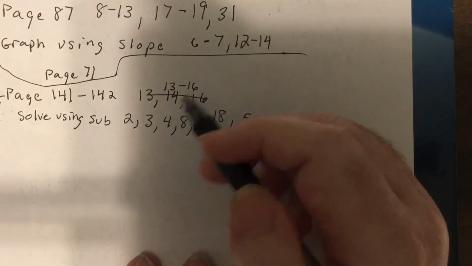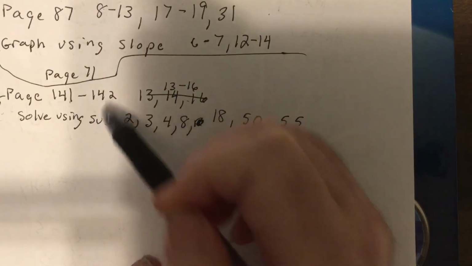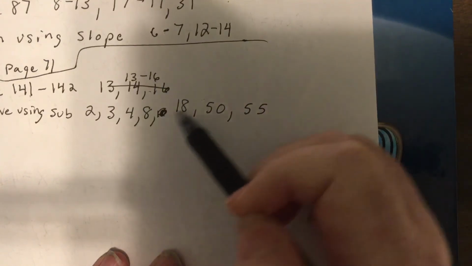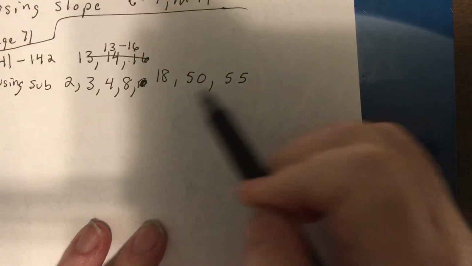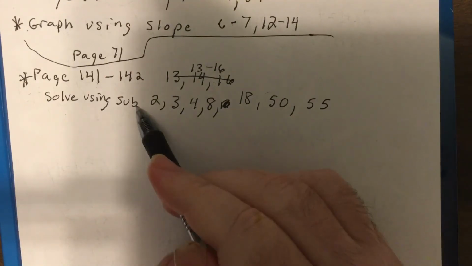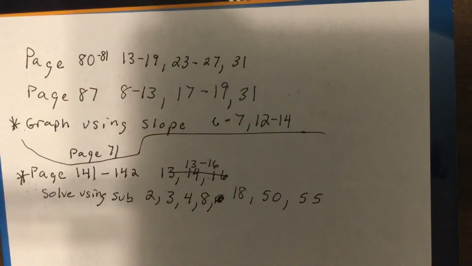By the way, this assignment I kind of wrote weird. It's page 141 to 142, 2, 3, 4, 8, 13 through 16, 18, 50, 55. I want you to solve using substitution. Don't read the directions. Okay, so 4 pages.